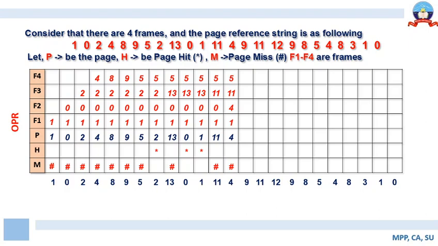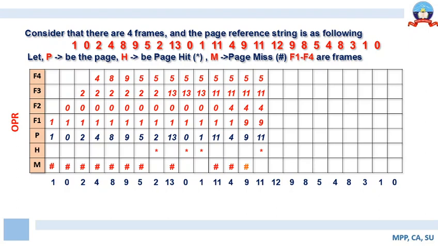So there is a farthest reference to page number 1, so page number 1 will be replaced by page number 9. After 9 there is a reference to page number 11. Since page number 11 is available in the memory, we have a page hit. Since there is a page hit, we need not perform any replacement.